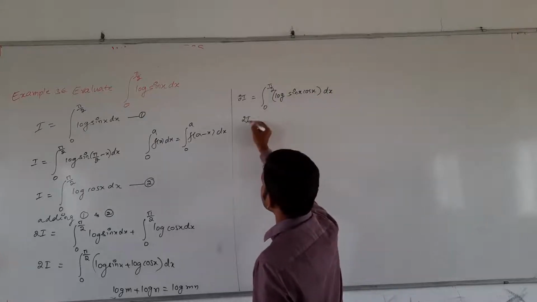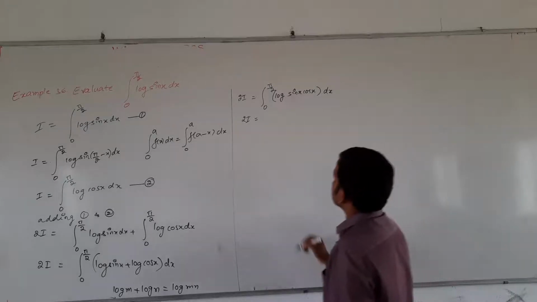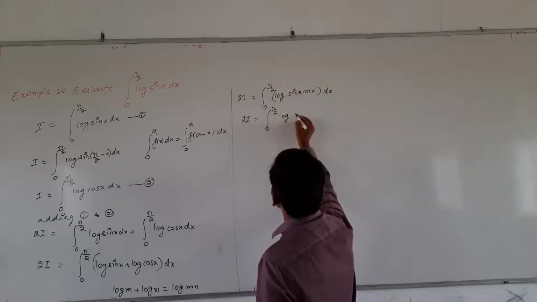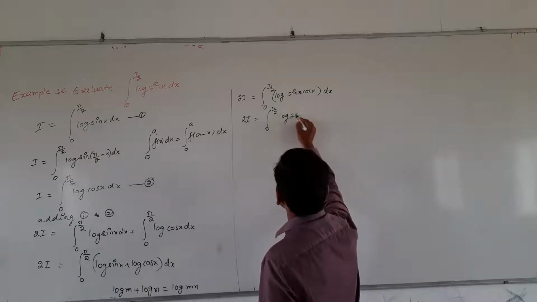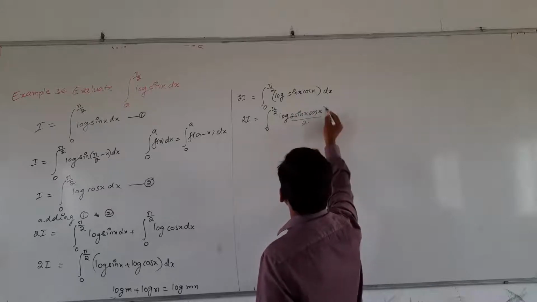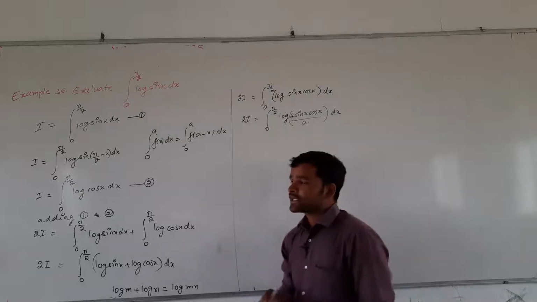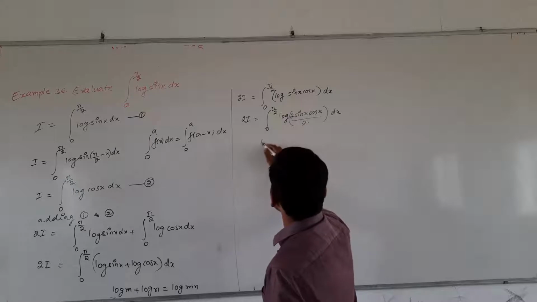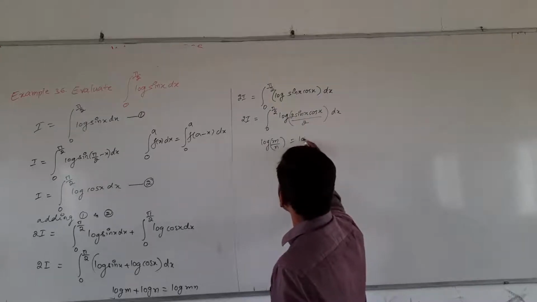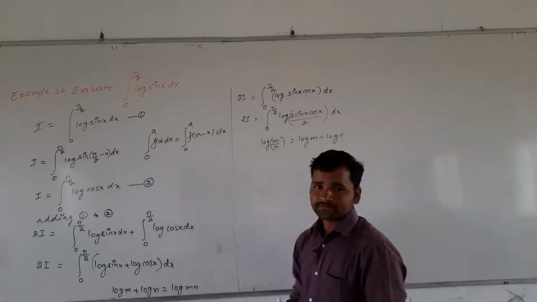Yes, we have 2i is equal to integral from 0 to pi by 2, keep this as it is, log of sin x into cos x. Now we will write it as 2 sin x into cos x by 2. We are multiplying with 2 and dividing with 2, no changes at all. With this you see it is in the form of log m by n. Log m by n is equal to log m minus log n.